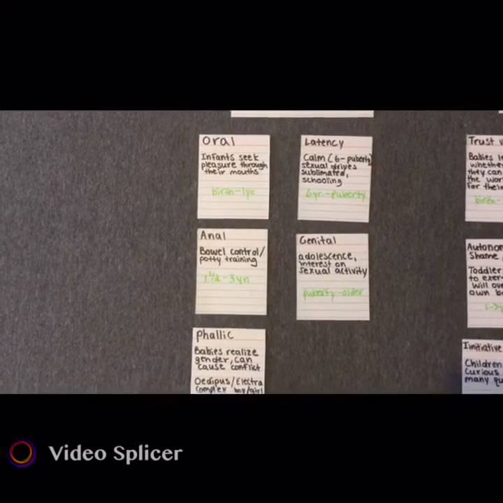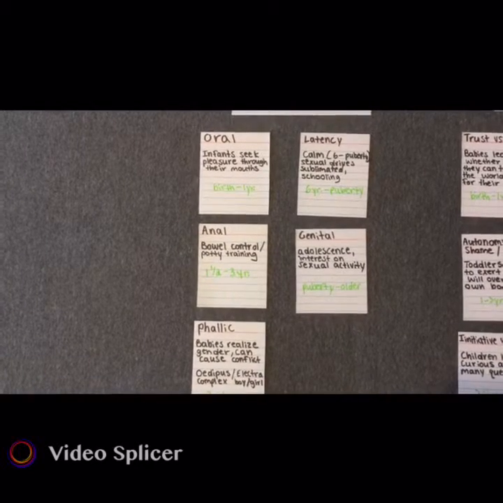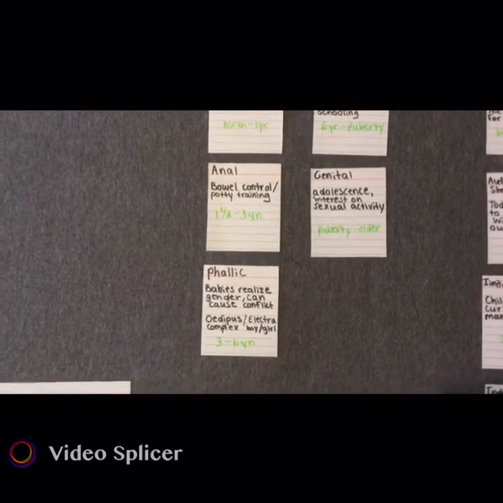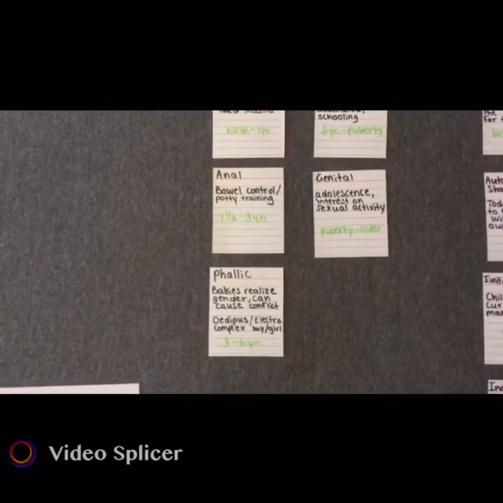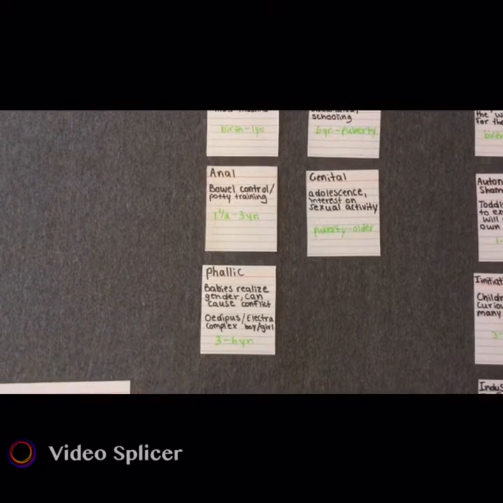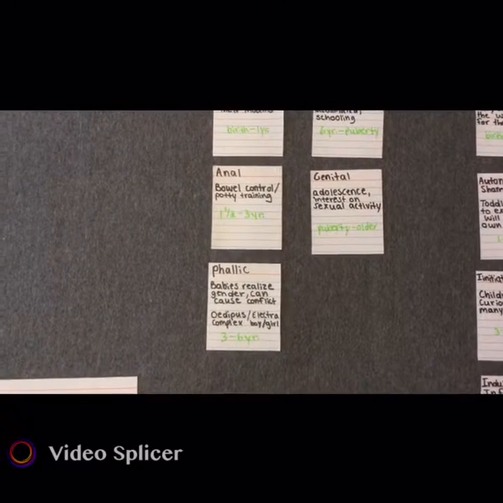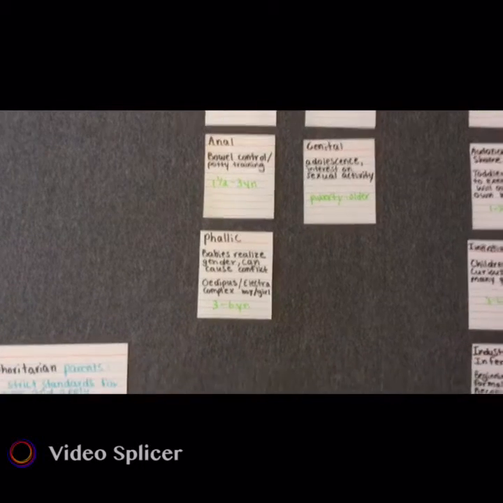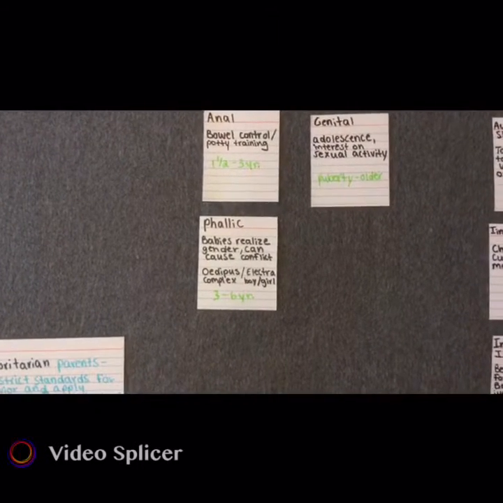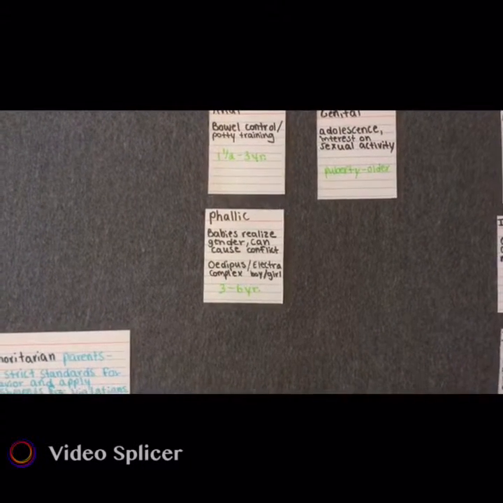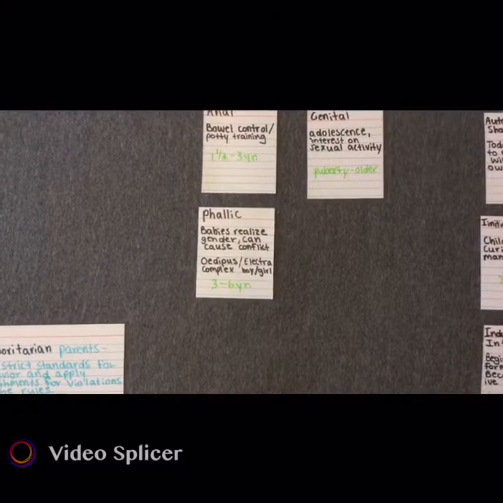Infants seek pleasure through their mouths. This is birth to 1 year. Then there's the anal stage. This involves bowel control and potty training, and this is from 1.5 to 3 years old. Next is the phallic stage. Babies realize gender, and they can cause conflict in between the family.